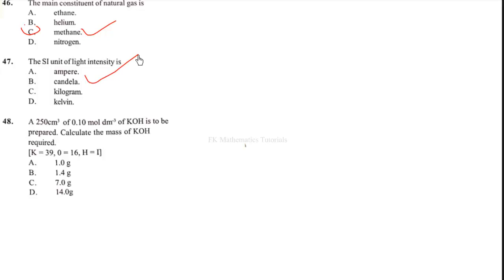A 250 cm³ of 0.5 mol/dm³ of potassium hydroxide is to be prepared. Calculate the mass of potassium hydroxide required. So this one too is 1.4 grams.